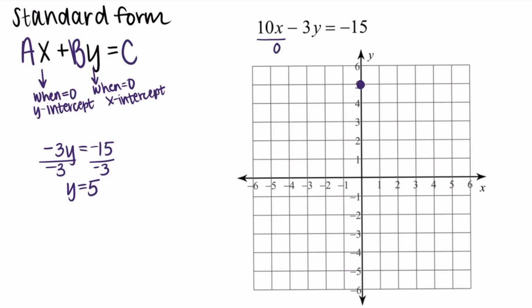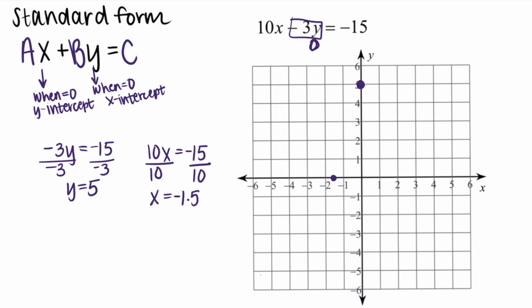We can do the exact same thing, well, slightly different, to find our x-intercept. So instead of setting our x equal to 0, we're going to set our y equal to 0, right? Anything times 0 is just going to become 0. That's going to go away, and we're going to be left with just 10x equals negative 15. So just like before, it's a one-step equation. We can divide both sides by 10 to get that our x is negative 1.5. Then we can graph that. So on our x-axis, we're going to go between negative 1 and negative 2 and plot our point at negative 1.5.